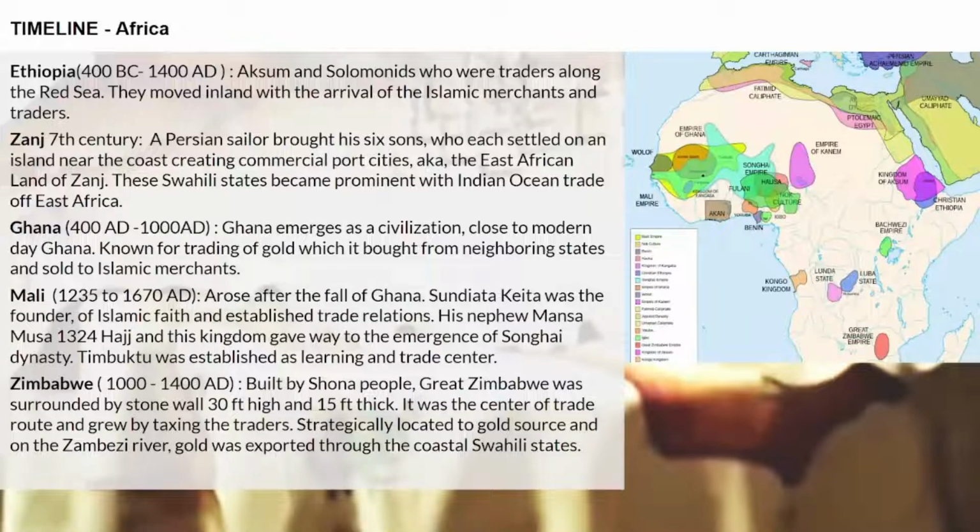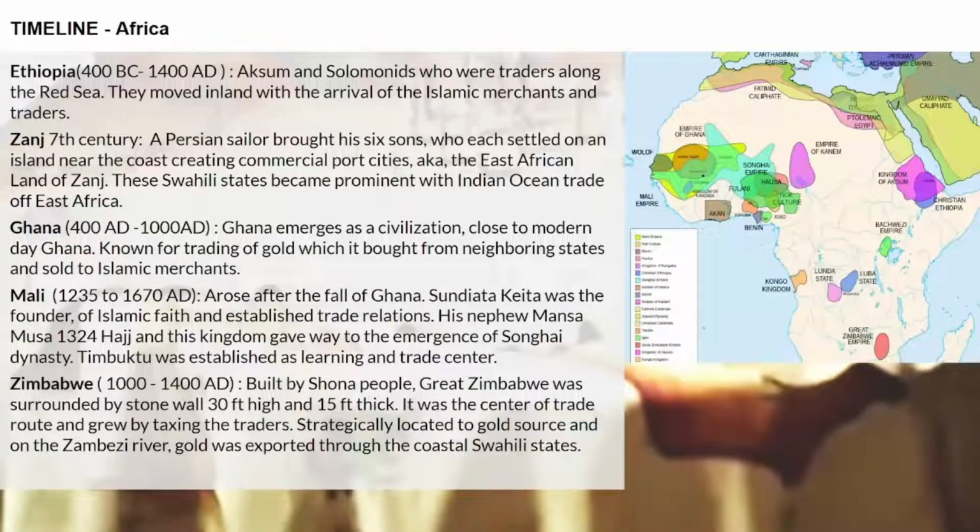Zanj. So this was when, the legend says that a Persian sailor was brought down to the coast of East Africa, and his 6 sons each settled on one of the islands, and they all eventually became very large centers of trade. And because they were East African countries, but they were also Persian, Swahili was very prominent in these areas as well.